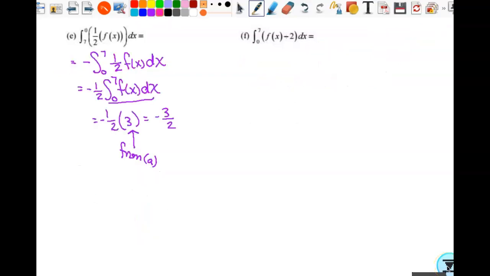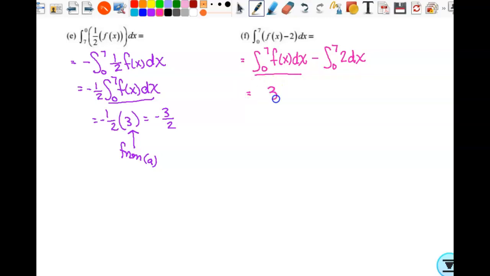All right. So we are integrating from 0 to 7, and I have f of x minus 2. I'm going to split this into 2. So I'm going from 0 to 7 of f of x dx minus the integral from 0 to 7 of 2 dx. Everybody understand how to split it up, what I did and why?